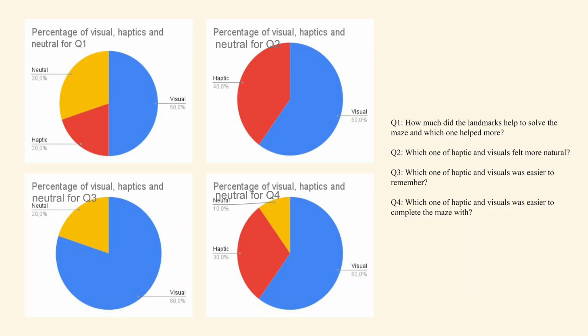A qualitative analysis was also made, where the 4 questions to the right were asked. From the answers to these questions, the results in the 4 diagrams to the left here could be drawn. Overall, the results show that the visual landmarks scored higher compared to the haptic landmarks when it came to how much they helped to complete the maze, and they also felt most natural and were the easiest to remember.